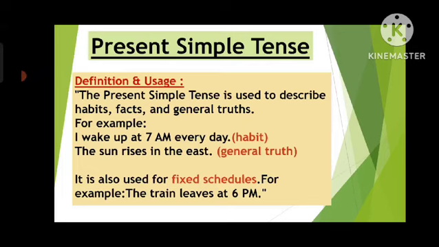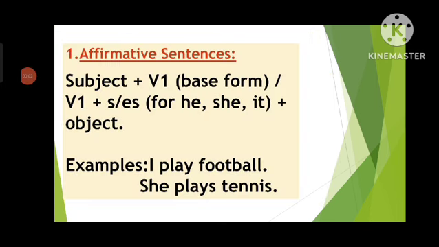Let's learn how to make sentences. First one is affirmative sentences, and it's positive sentences also. Structure of these sentences is subject plus V1 base form, or V1 plus S and ES. We use S and ES for he, she, it plus object. Important rule for you: when we talk about he, she, it, then we add S or ES to the verb. For example, I play football and she plays tennis. Here we use she. That's the reason we add S in verb play.